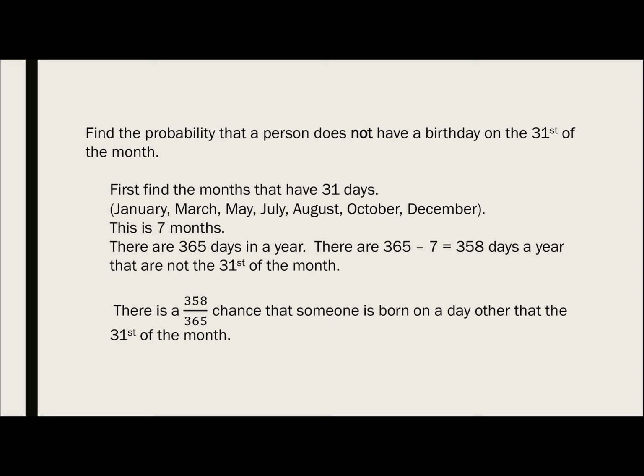Okay. For example, November only has 30 days. Okay, so 7 months have 31 days. There are 365 days in a year. So there are 365 minus 7 equals 358 days a year that are not the 31st. So there are 358 out of 365 days that are not the 31st of the month.